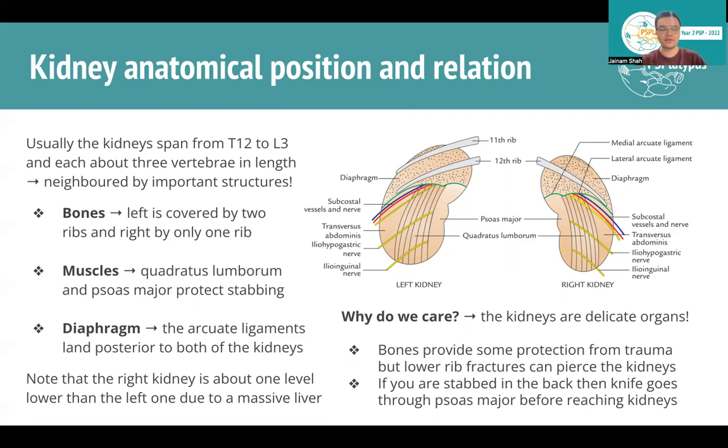The next thing is that if you were to be stabbed in the back, so if you think about the loin region where it's quite exposed, for example, for someone to stab you and then hit the kidneys, you'd have to go through a couple of layers to be able to get there.